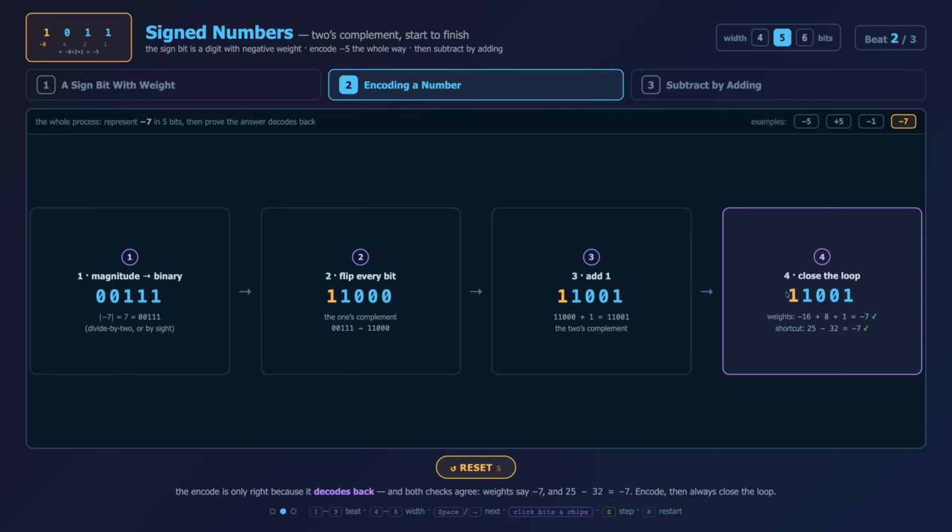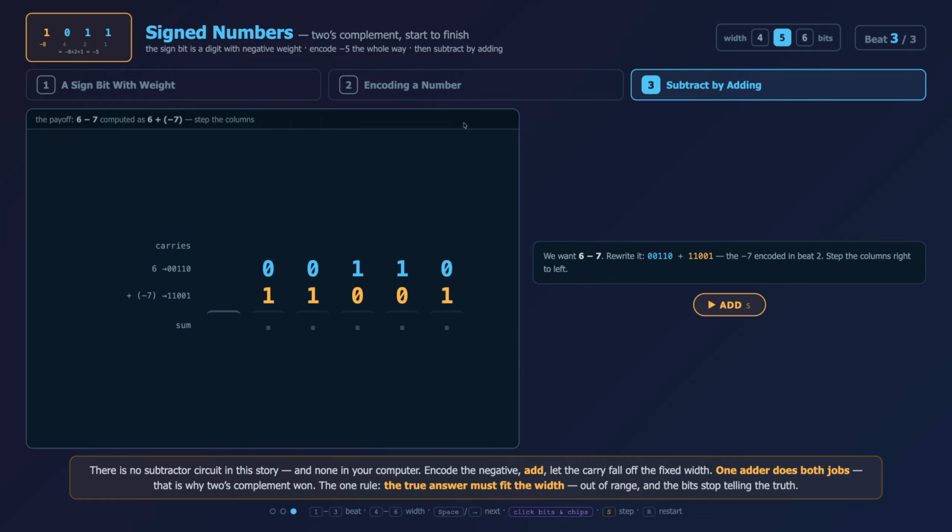Okay, I can check that answer by converting this to decimal. So 16 plus 8 plus 1 is 25. Okay, so 25 minus 32. This is the 32-bit or 32 place. So 25 minus 32 is -7. Okay, again, you can subtract by adding.